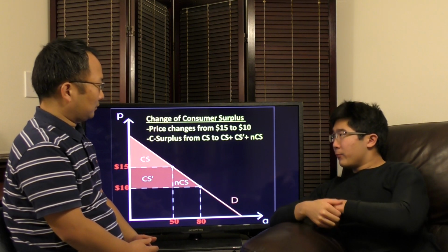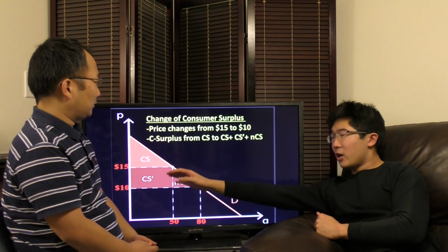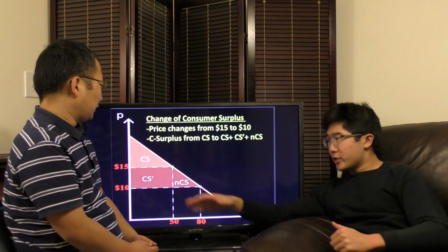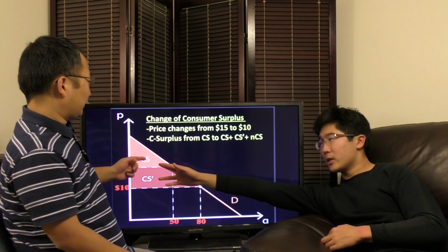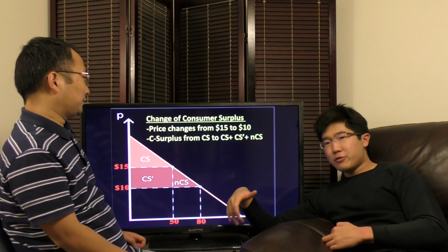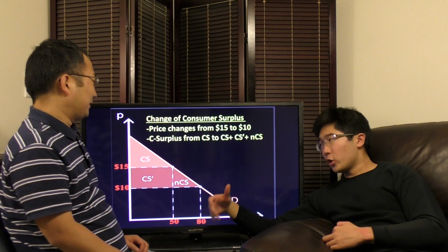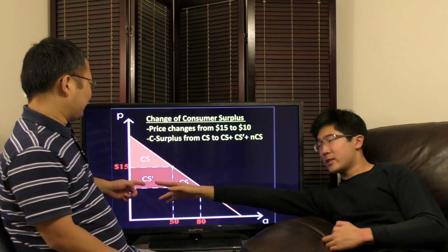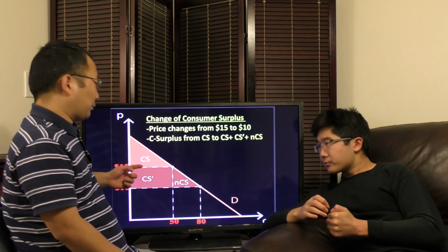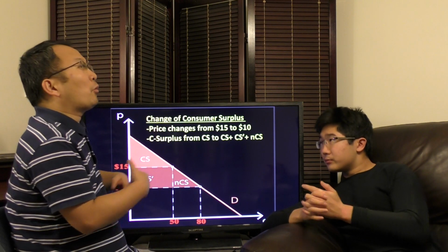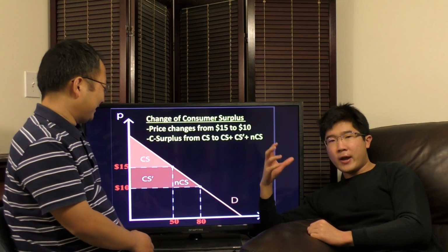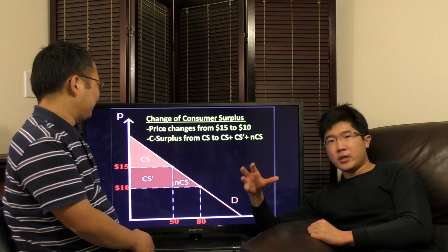And so let's look at change in consumer surplus. If the market price changes from $15 to $10, the consumer surplus will increase. This is our original consumer surplus right here in the light pink. Of those existing buyers who already buy at $15, if the price is lowered to $10, their overall consumer surplus increases, shown here as CS dash. Their surplus increases because the difference between what they're willing to pay at a maximum and what they actually have to pay at the market price increases.